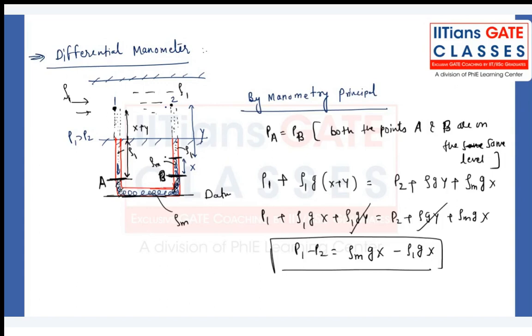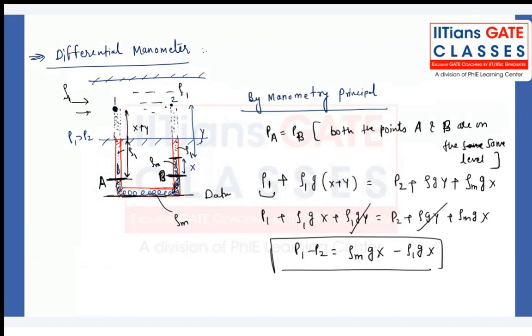Try understanding. Whatever the level of the liquid is at A and B, both are on the same level, right? So whatever the pressure in the left limb, that has to be the pressure on the right limb. Getting my point? Let me repeat that. See, pressure at point A will be what? P1. That is the pressure exerted by the fluid at point one in a pipe. That is the P1 pressure. Plus, what is the height of the liquid?